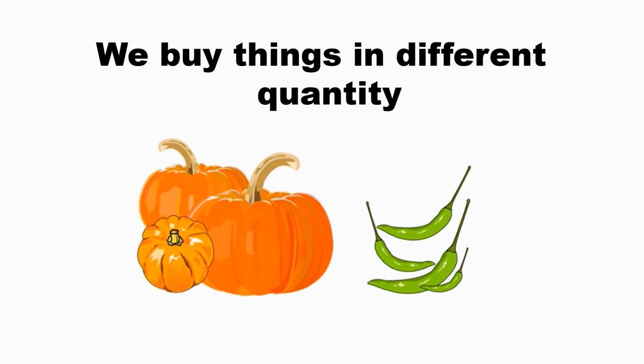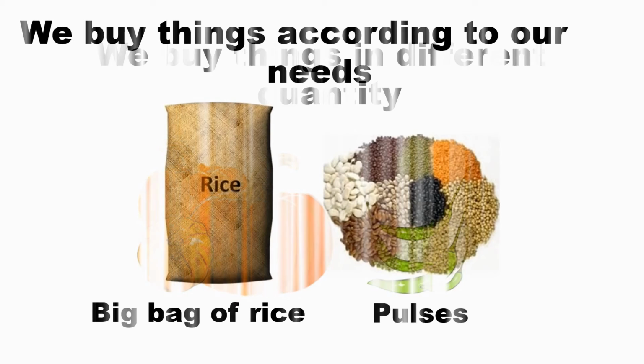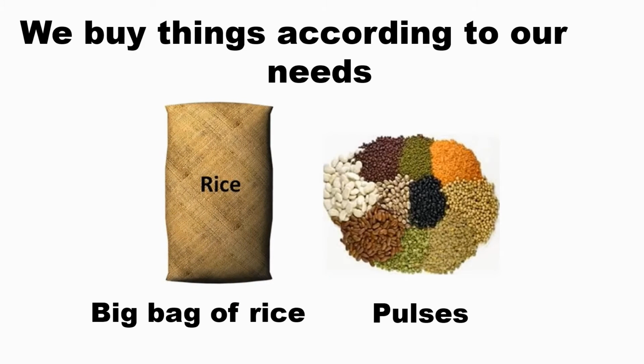Now when you are buying a pumpkin, you can buy a heavy one, but we don't need all the things in the same quantity. Like when buying chilies, we buy it in a small quantity. We don't buy pulses as much as rice or wheat. So when we buy different things in different quantities, we must ensure that we buy things according to our needs. Correct?